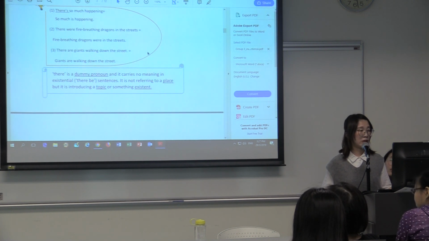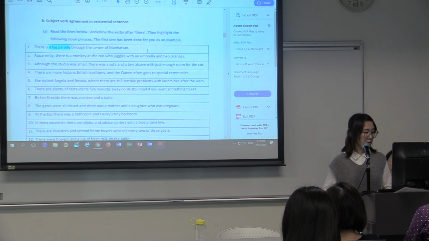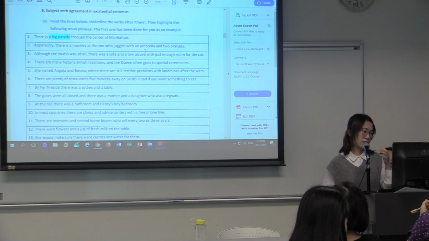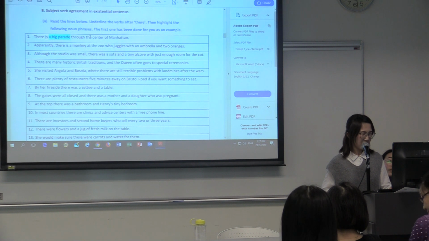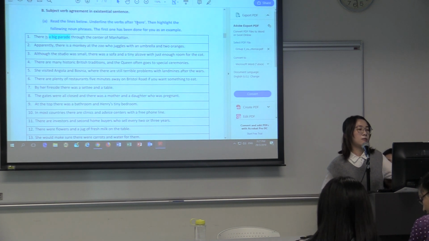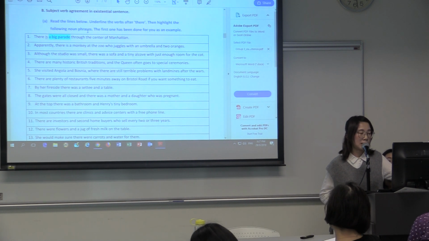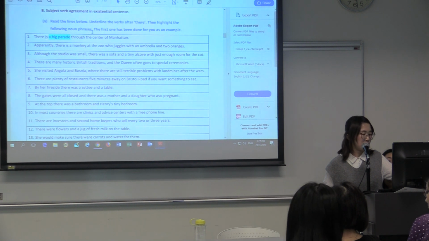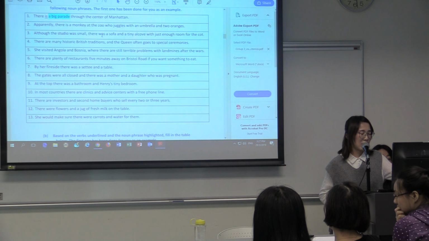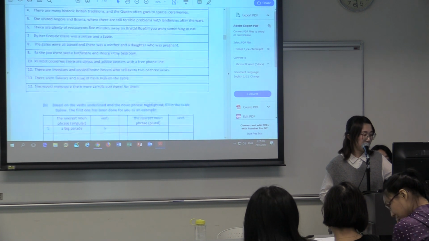Now let's move on to the problem-solving stage. So in the next part, we collect many examples from the corpus, and students read the lines below and underline the verb after "there" and highlight the following pronouns. In this step, we hope students can generate the subject-verb agreement in existential sentences.